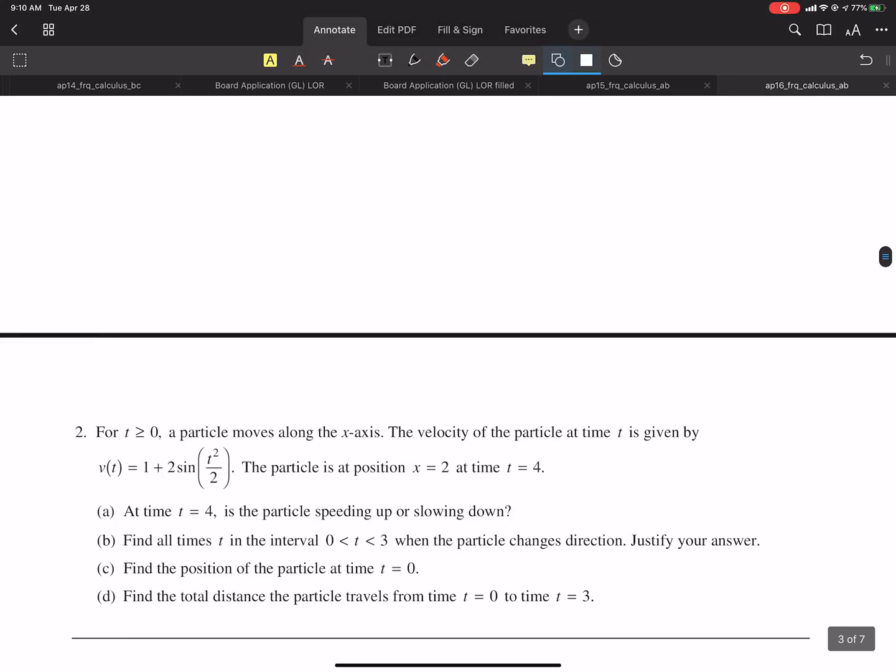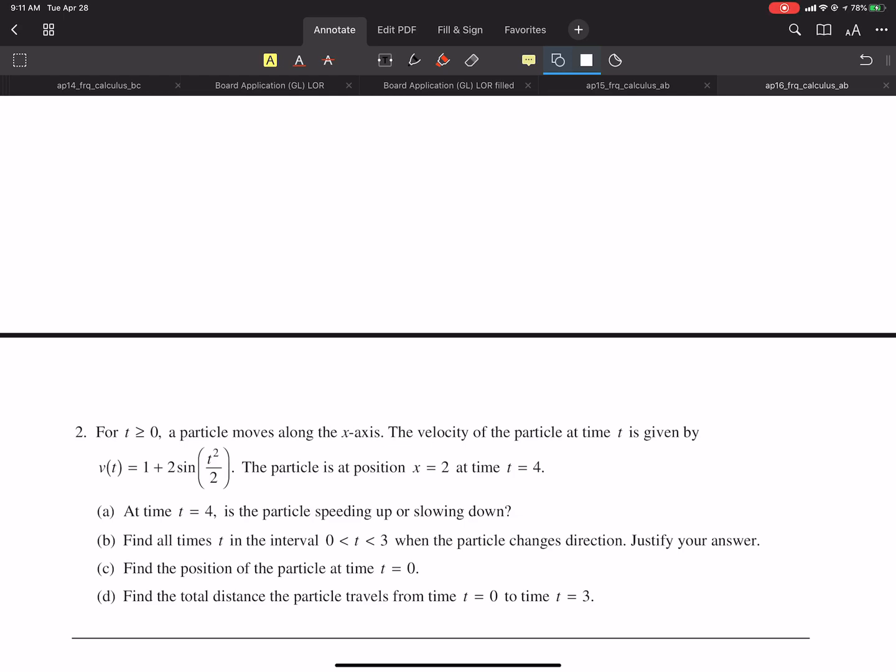Here we go. We are doing 2016 Calculus AB, number 2. This is AB only. So for this particular year, you won't have to do integration in regards to the velocity and acceleration, but you still have the concepts of velocity and acceleration and the derivative involved.